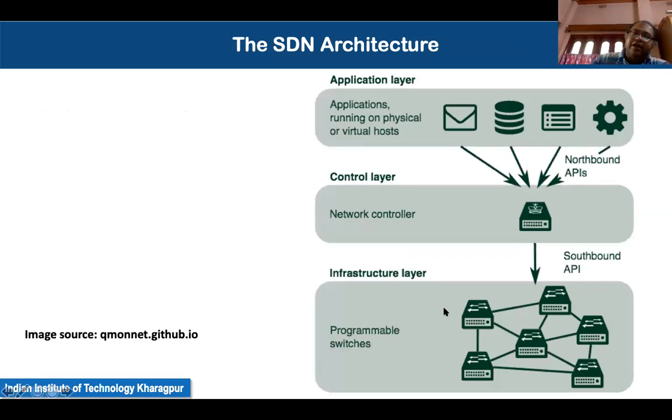So I have the infrastructure layer. In the infrastructure layer, I have these programmable switches. That is basically only the data plane of the router. The control plane is not there. So my route processor, all these things are not there. I just have the interface processor, the packet processor, along with the TCAM hardware, which is implementing the forwarding information base. And then I have a centralized network controller.